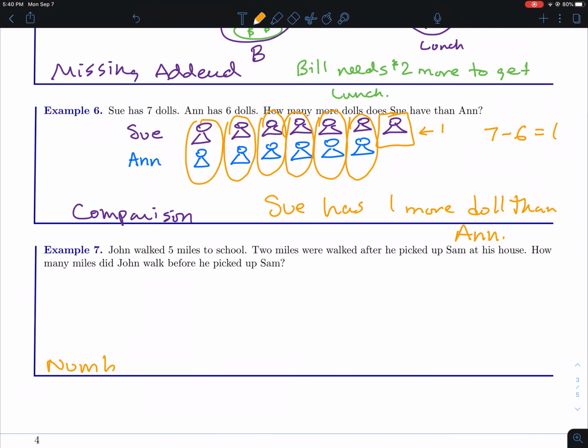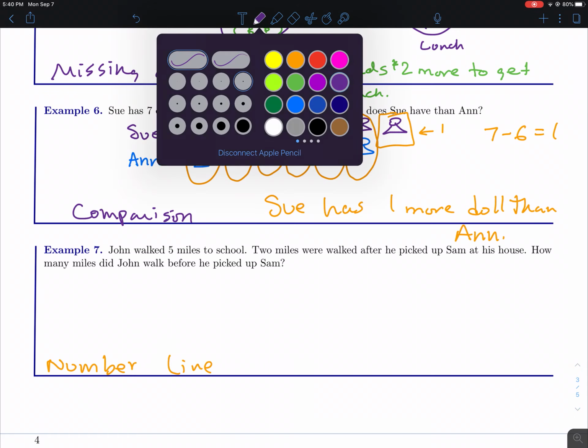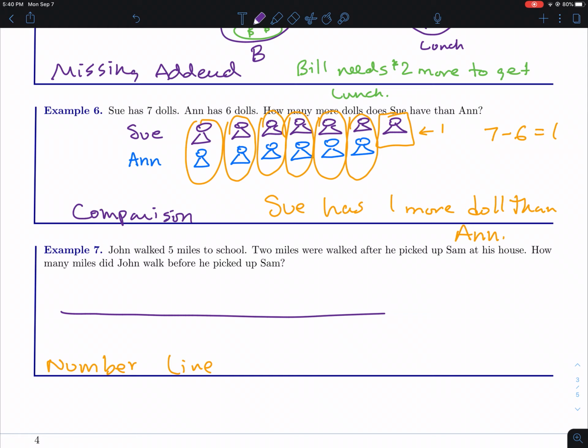So I'll call it number line. And so again, just like before, since we're dealing with whole numbers, I'm just going to start with 0 on the left and then count up. So 1, 2, 3, 4, 5, 6. And if I need more room, I can always add more on.